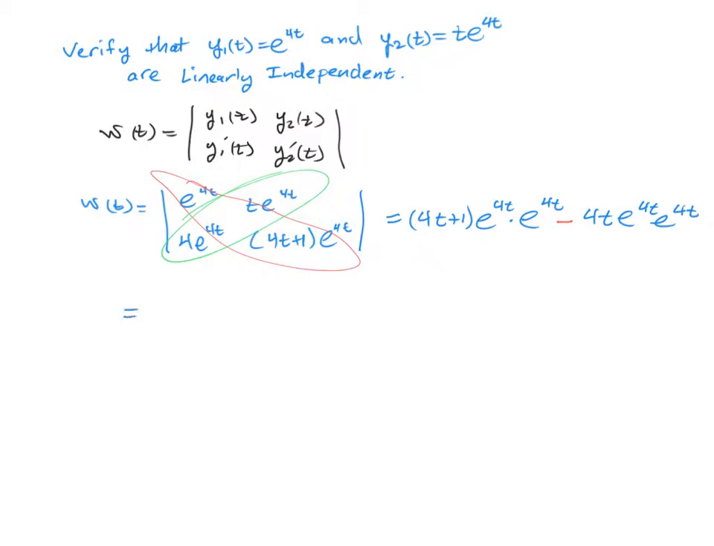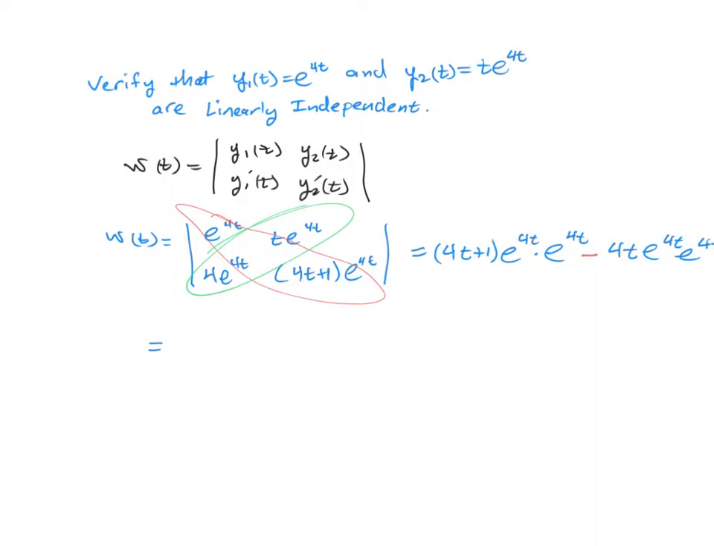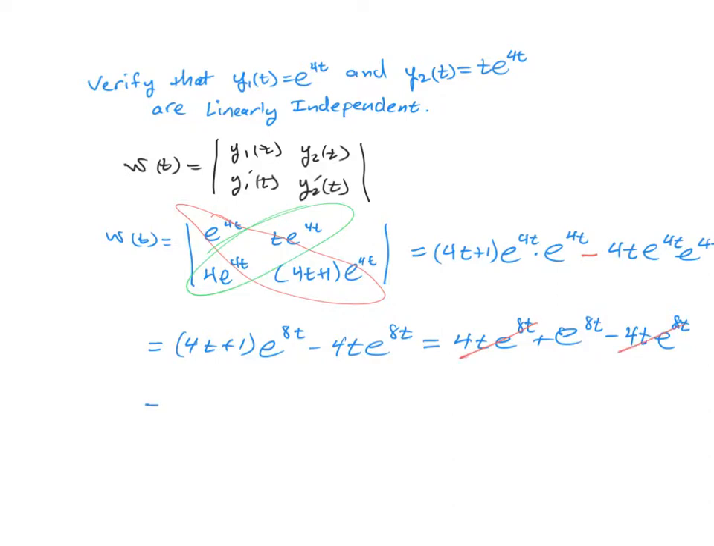And then if we actually multiply out this quantity, we're going to have a 4t plus 1, and then multiplying the two exponentials makes e to the 8t. Then we've got a 4t e to the 8t. And then multiplying out, we have a 4t e to the 8t plus an e to the 8t minus 4t e to the 8t. And we see quickly that these two 4t terms cancel out. So our Wronskian is equal to e to the 8t.